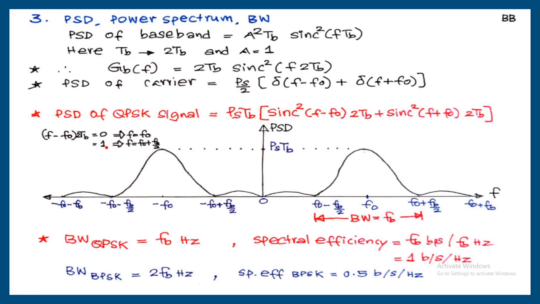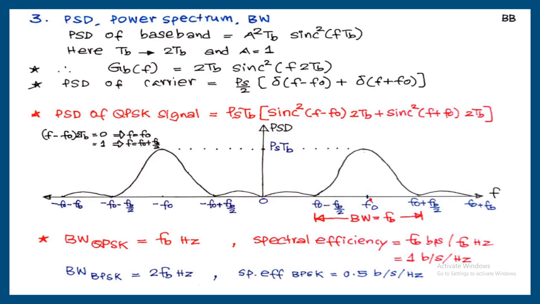Then F is equal to F naught plus 1 by 2 TB. That is same as F naught plus FB by 2. That is why here F naught plus FB by 2. Once we got these 2 points, the same width is going to be repeated. So this width is FB by 2. So again go for a plus FB by 2. From here minus FB by 2. Again minus FB by 2.